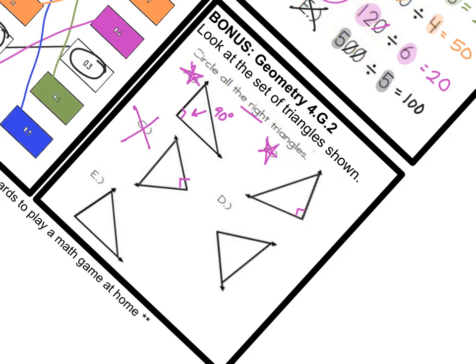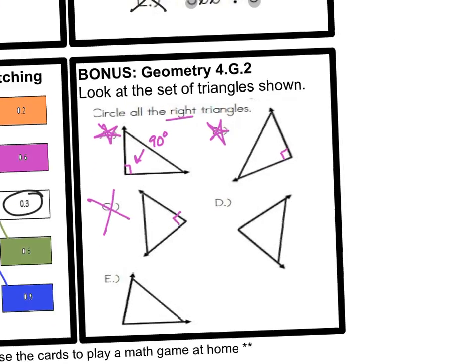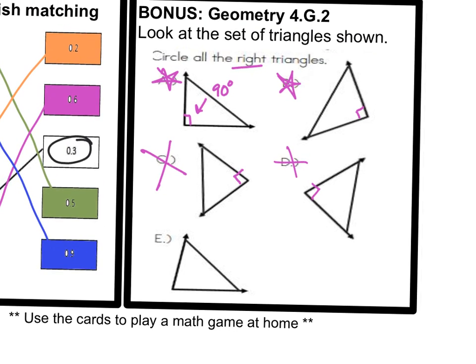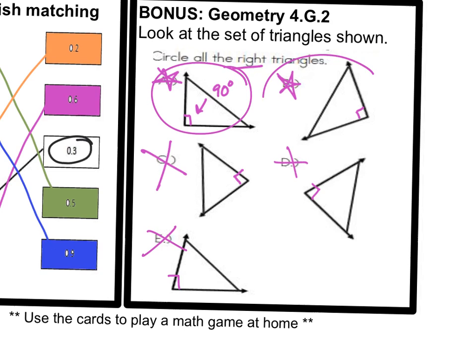D, the same thing. If I turn it this way and try to make that box, that 90 degrees, it's not making that perfect square, so D is also not going to have a right angle in it. And last but not least, when I look at E, hopefully you can tell right away, I see that this is also not a right angle because it's not making that perfect box, so E does not work. So the only two that are 90-degree right triangles are A and B.